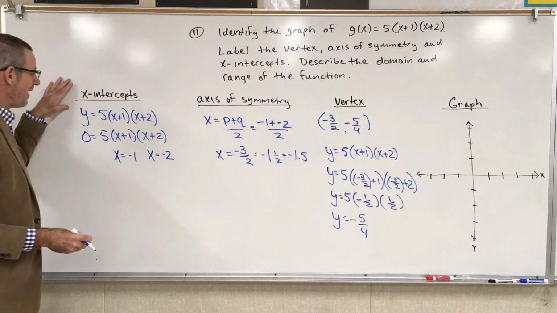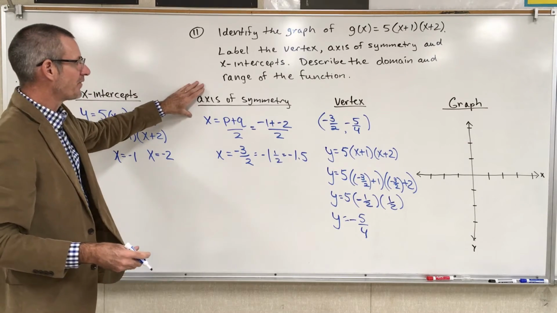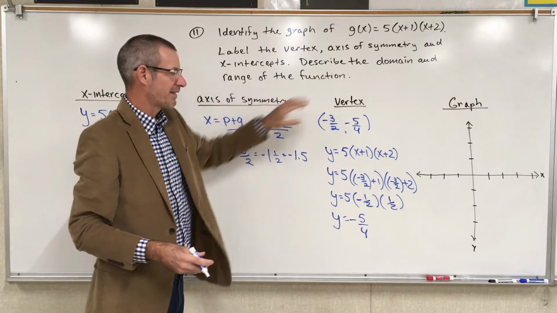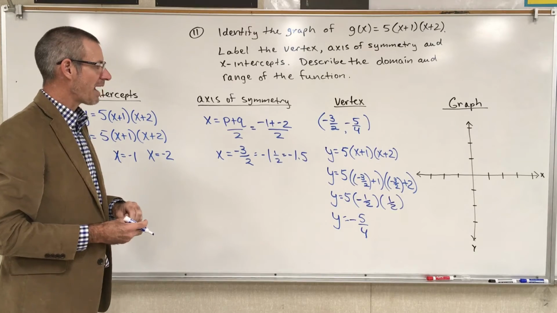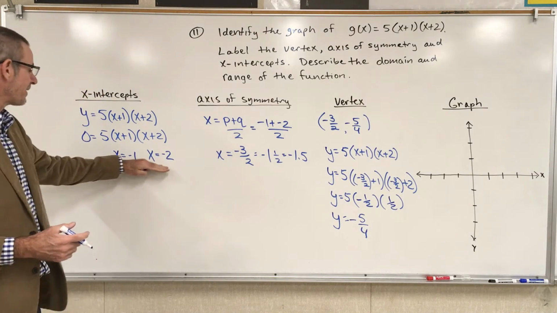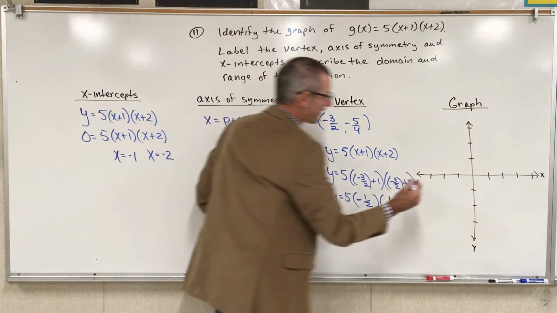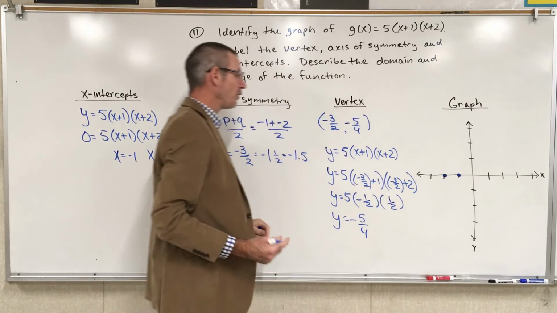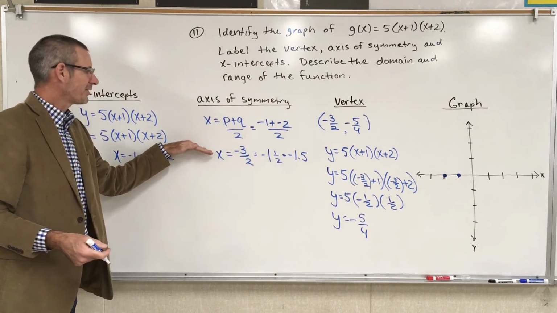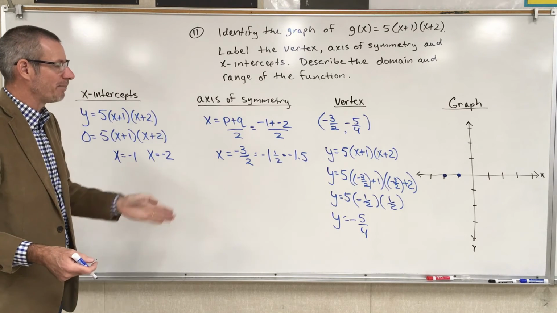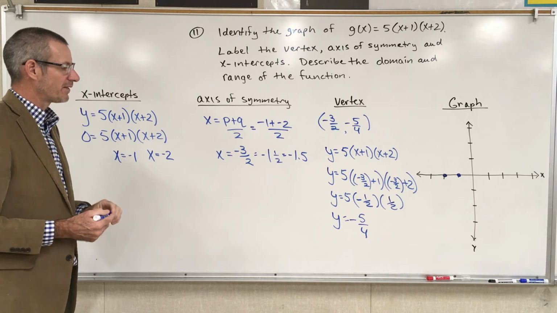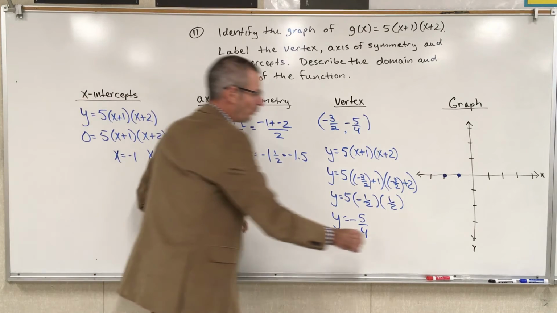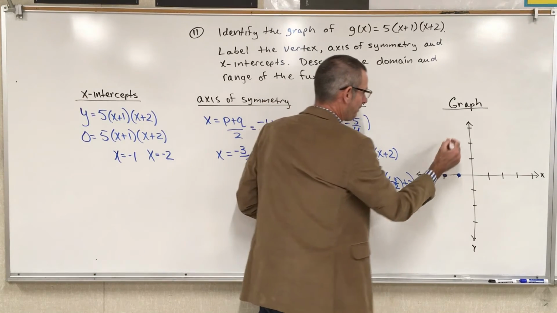So I have the x-intercepts, I have the axis of symmetry, and I have the vertex. Now I'm going to make the graph. I'm going to start by putting my x-intercepts on. So one x-intercept is at -1, and one x-intercept is at -2. My axis of symmetry is going to go right in between those two points. So my axis of symmetry will look like this.